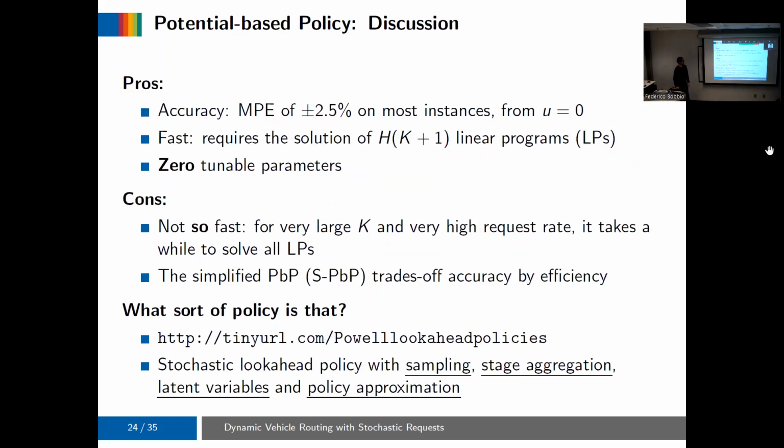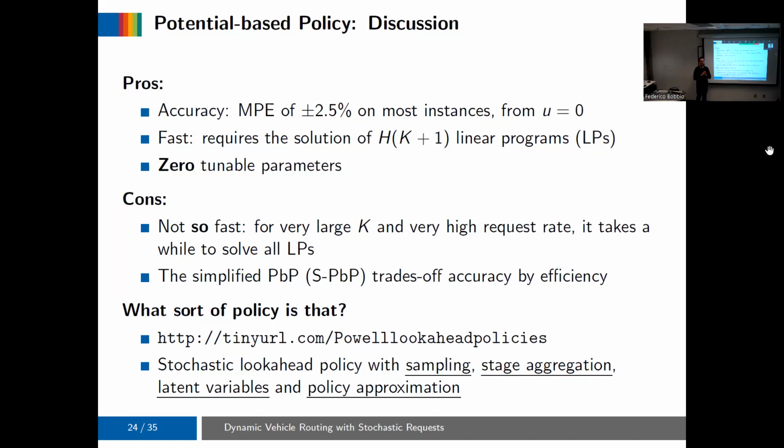Okay, so does it work? The first question is that we have a pretty good accuracy of the reward to go using this policy. Even at the beginning of the service period, your estimation or approximation of the reward to go is within 2.5% on most instances. Even like 10 hours ahead, you just started, you haven't accepted any request yet.